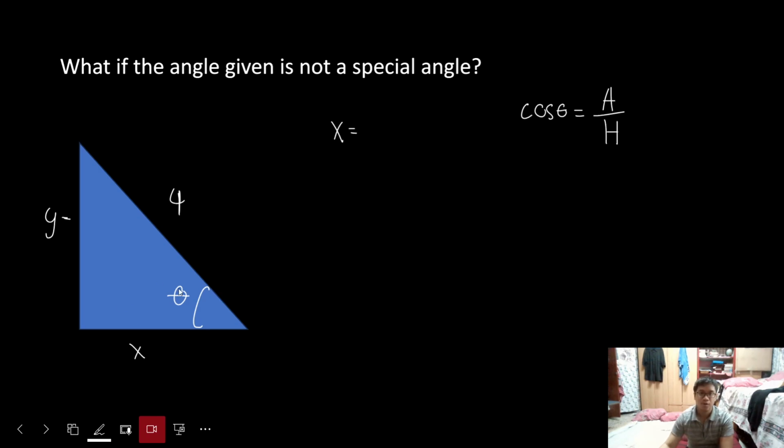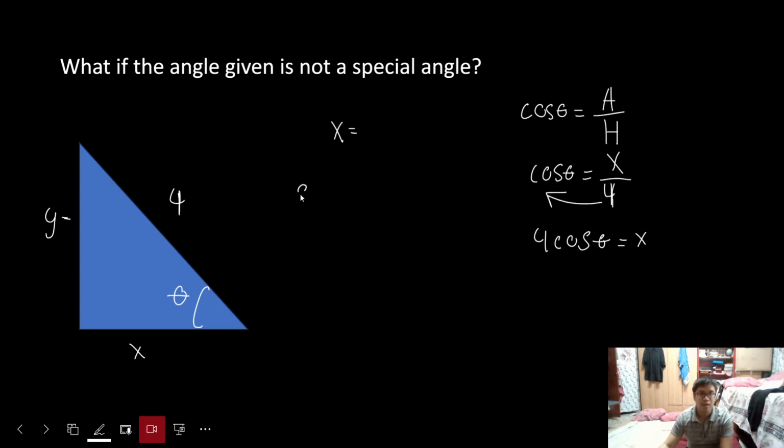Okay? So which one here is your adjacent, your y or your x? Since your x is beside theta, that will be your x, right? Then your hypotenuse is your 4. So to find your x, you put 4 beside it, and you will have 4 times cosine theta is equal to x. And that is how you will find your x.